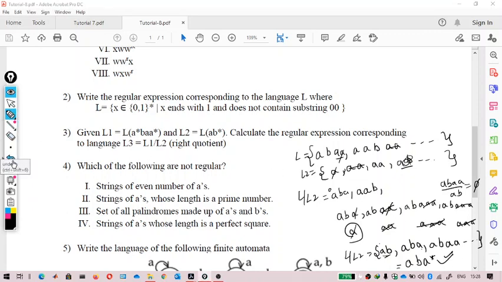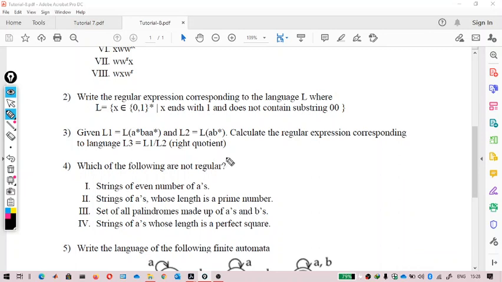In a similar way, the next question is also based on the same thing that we have already done earlier. It is just asking which of the following languages is not regular. The number of even strings, I think that language is regular. Absolutely. The strings of A whose length is a prime number, you know about this, that is not a regular language. The set of all palindromes made up of A and B. If you remember, palindromes are also not a regular language.